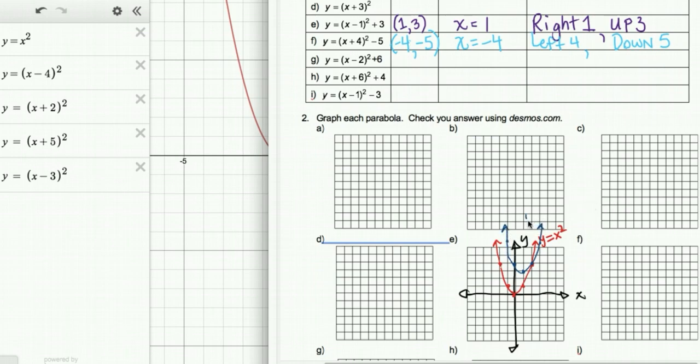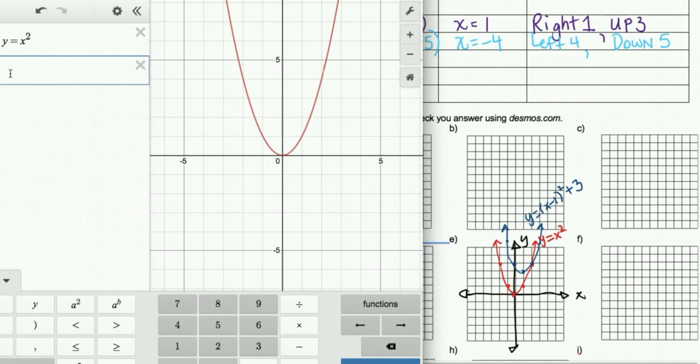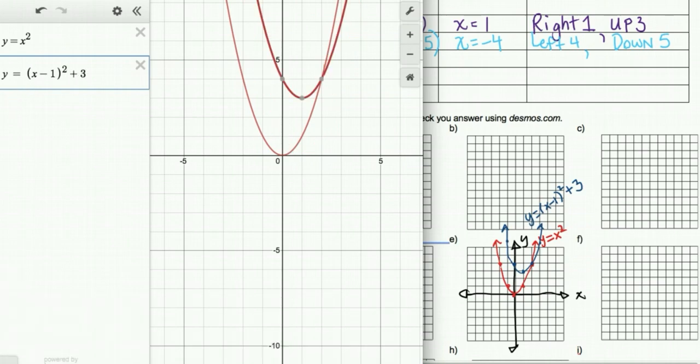Okay, and then label it y equals (x minus 1) squared plus 3. So the vertex is at 1, 3, axis of symmetry is there, and again, if you want to double check that you actually did that correctly, you can look here and type that in: y equals bracket, plus 3. Okay, change it to blue.